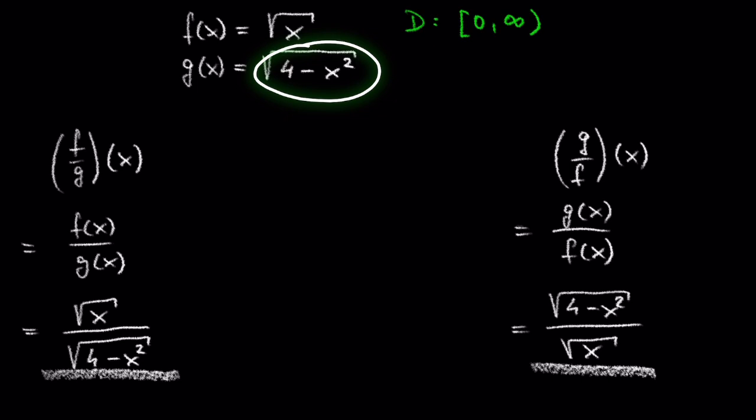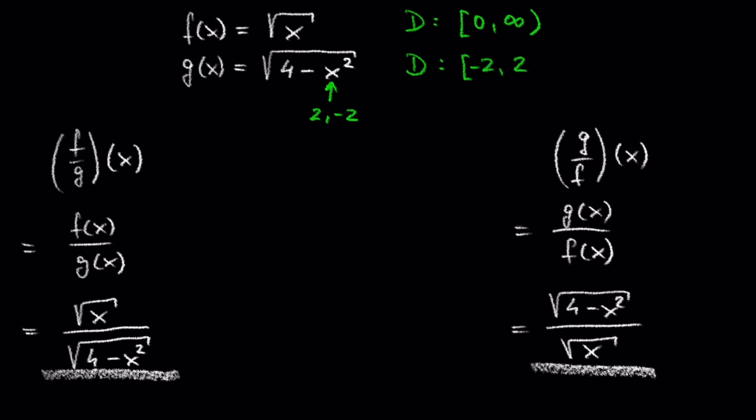What about the domain of g? Ask yourself, when is the square root of 4 minus x squared 0? The square root of 4 minus x squared is 0 for x equals 2 and for x equals negative 2. So the domain is going to be from negative 2 to 2. When we plug in a number less than negative 2 or greater than 2, we are going to get a negative number under the square root, which we don't want.